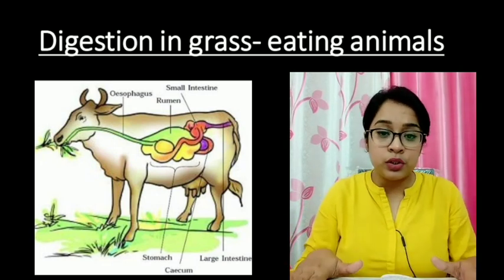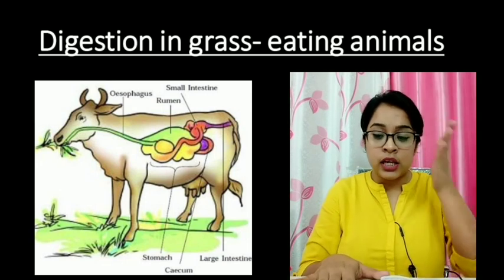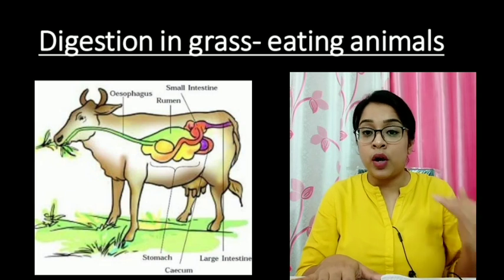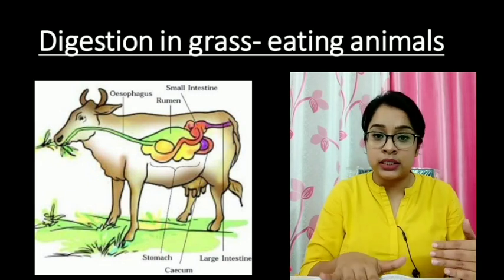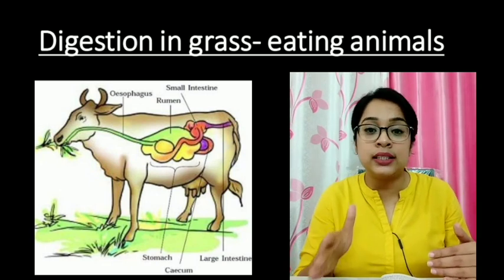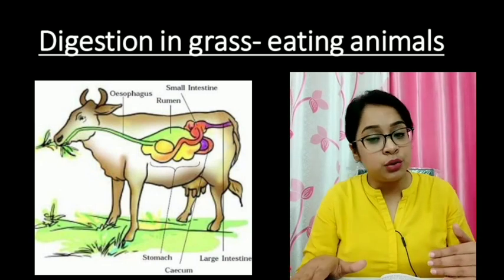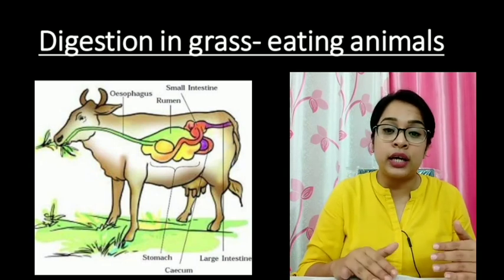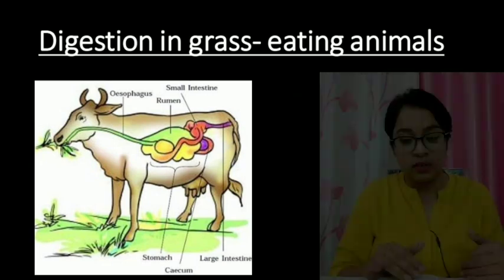So in this process, one thing is clear, that they can digest the cellulose only with the help of the bacteria which is present in their rumen. Human beings cannot digest cellulose because they do not have a rumen which has certain bacteria for digesting the cellulose.